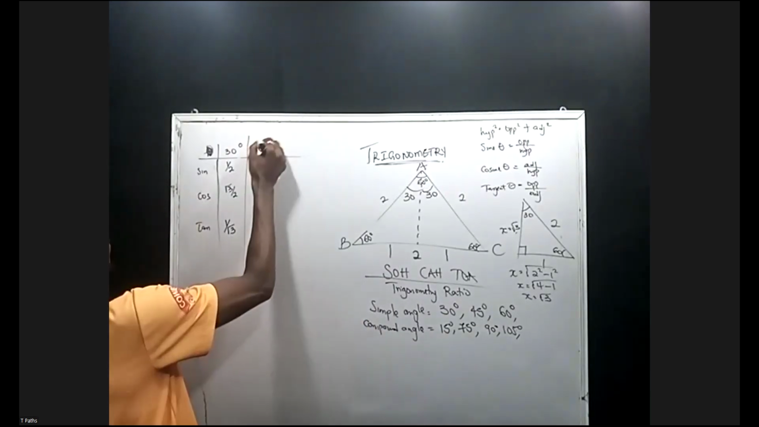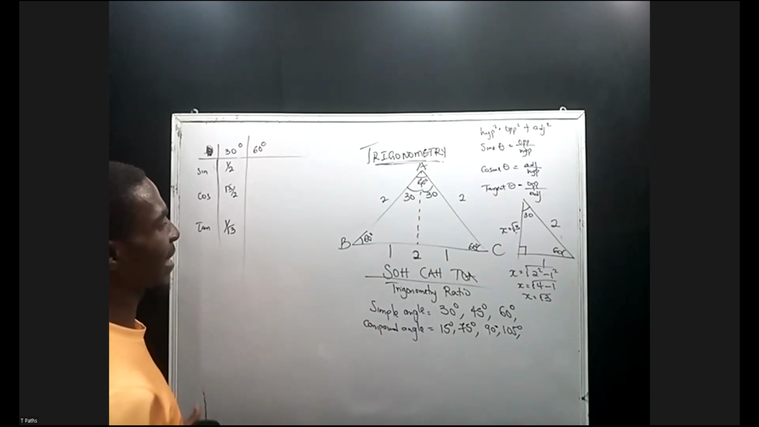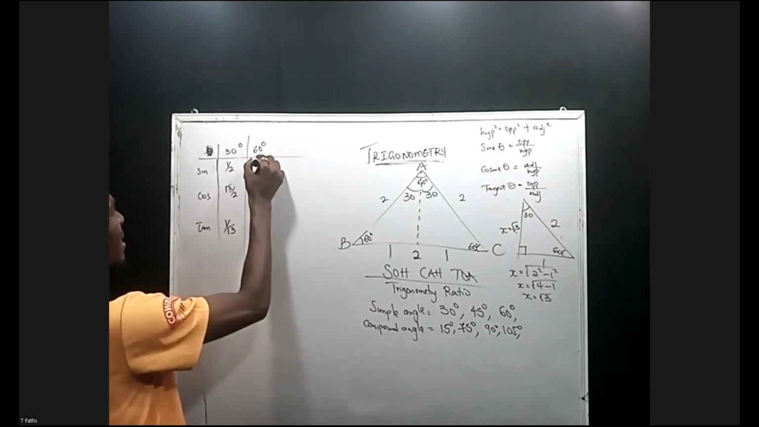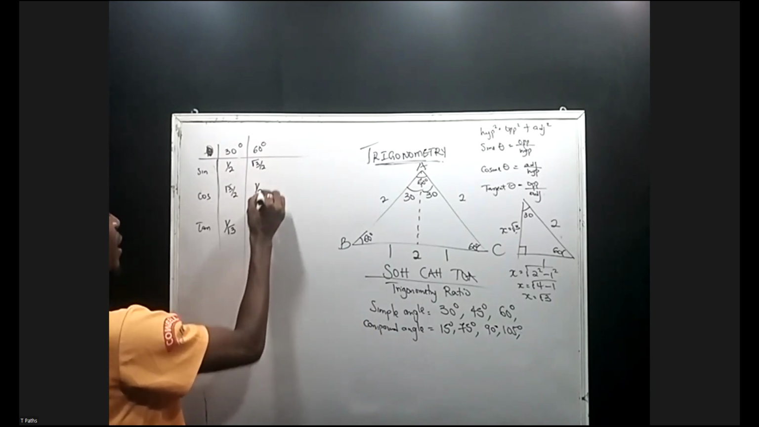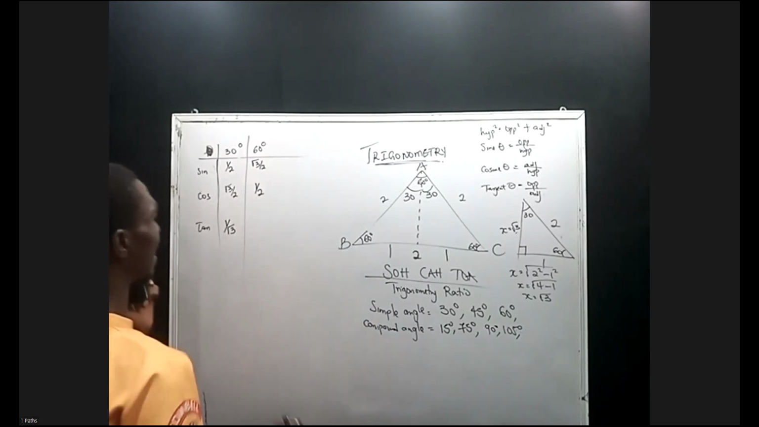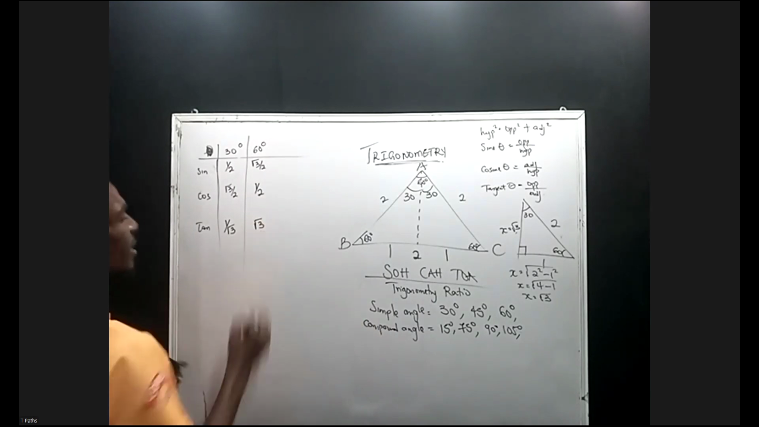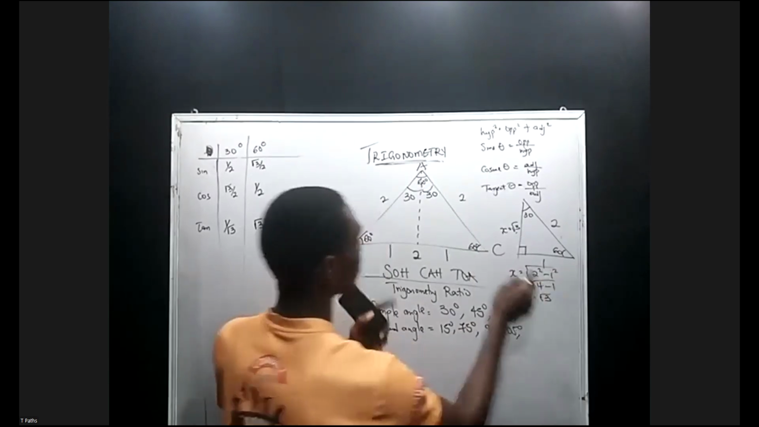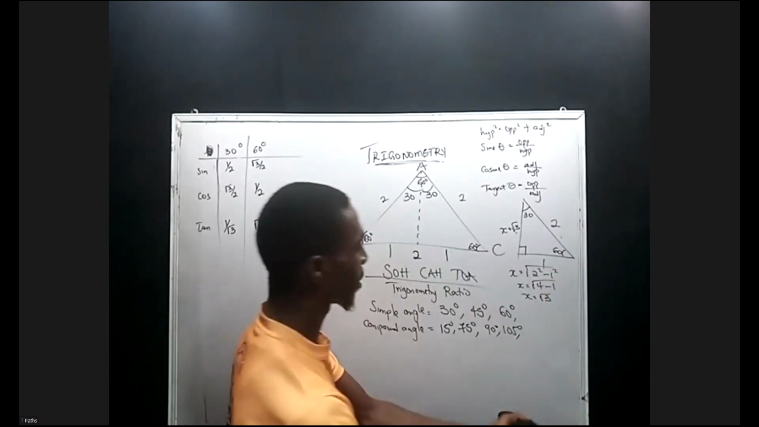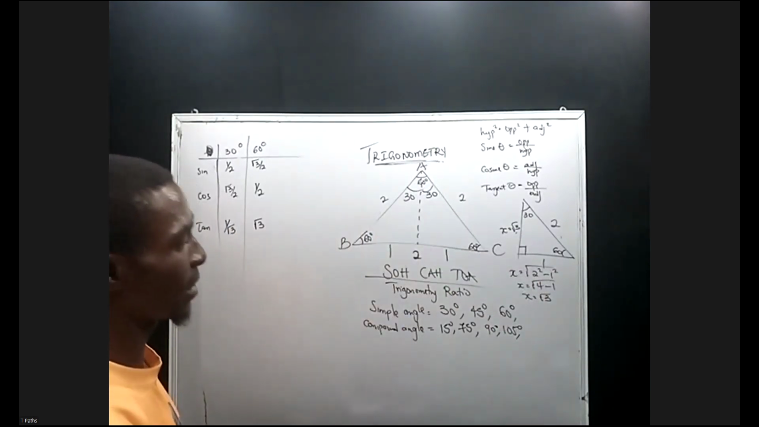For 60 degrees, sine 60 is the same as √3/2. Cos 60 is the same as 1/2. But tan 60 is the only different thing. That is √3, because opposite over adjacent, √3/1, is still the same as √3. That is why we have this one as √3.